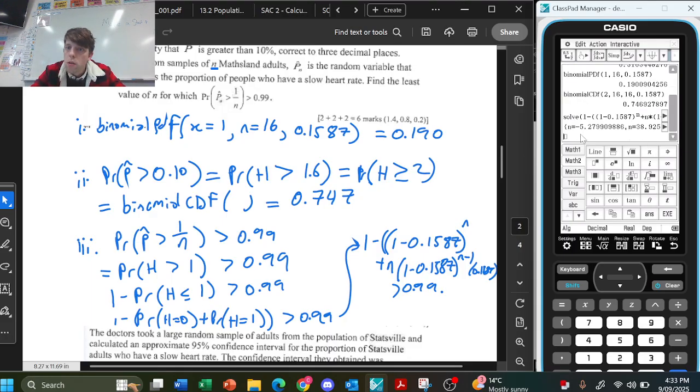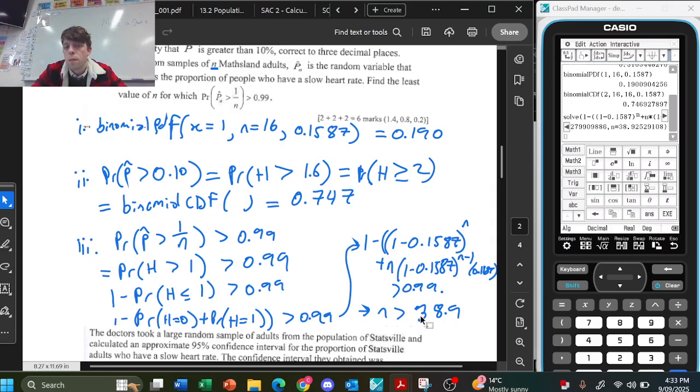There we go. So obviously we ignore this negative solution, since we're dealing with a whole number of people. The solution that the CAS spits out is this one here. So we can see that using CAS, n must be greater than 38.9, because remember, these are exponents, so we're raising to the power of n.